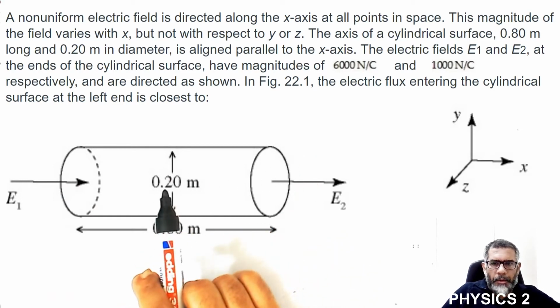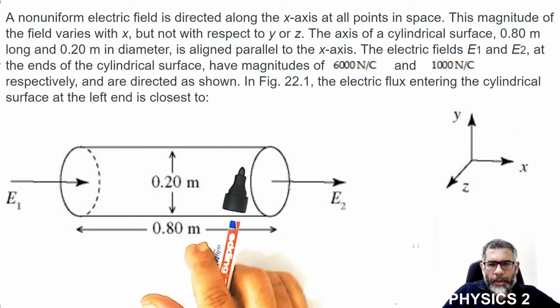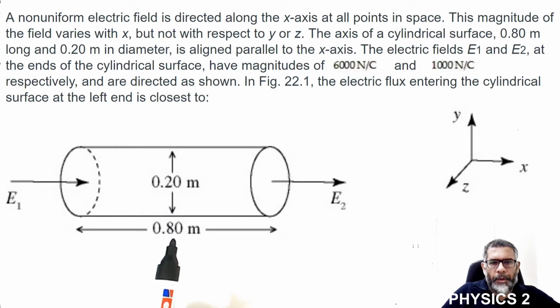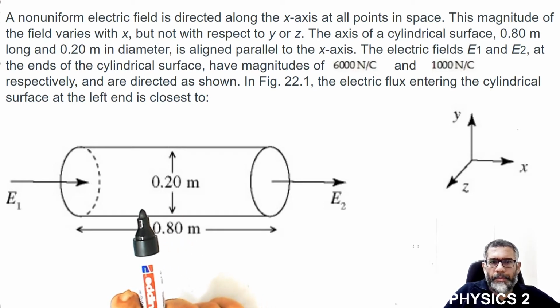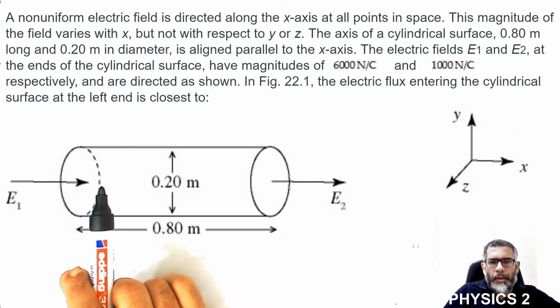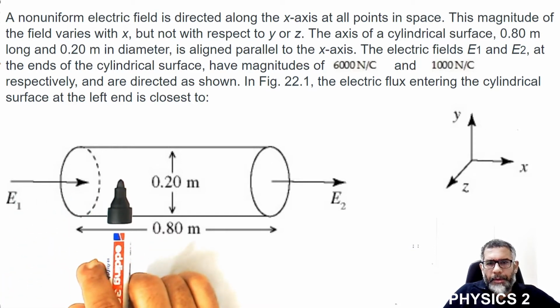The cylinder is given with diameter 0.2 meters, so the radius is 0.1 meters, and the length of the cylinder is 0.8 meters. These are the parameters for the problem. So the question is, what is the flux entering the cylindrical surface at the left end? What is the flux entering the surface?